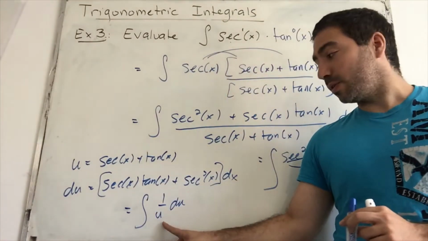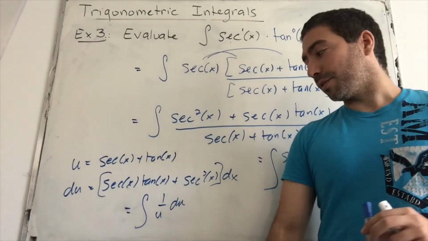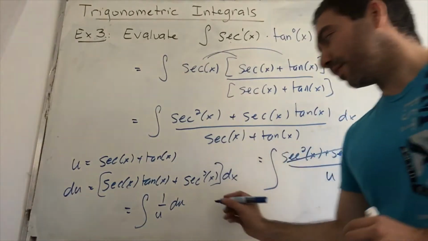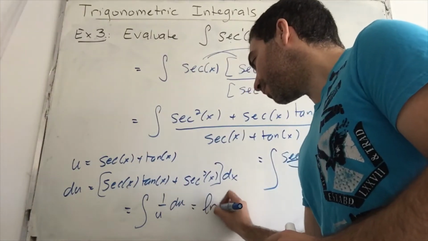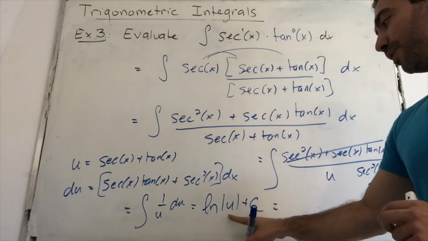That's all we're left with, and this we know the integral of 1 over u. If you're thinking of using power rule, that's wrong. We can't use power rule. You're going to get a division by 0. This is ln. This is equal to ln of u. It's indefinite, so plus c. And what's our u equal to?